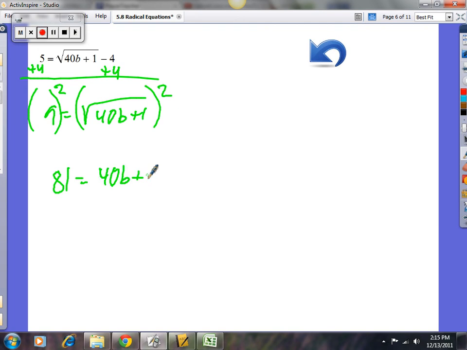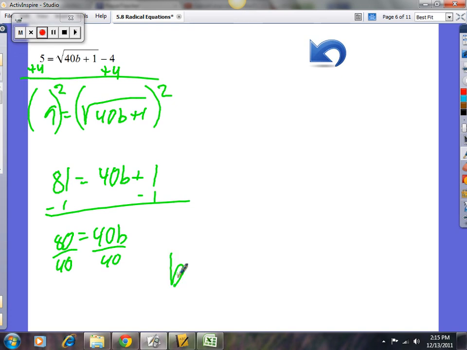From here on out, it has got to be ultra speed. This is fast. Do you get rid of the 80 or the 40 or the 1? Minus 1. 80 equals 40b. How do you get rid of the 40? Divide by 40. What's 80 divided by 40? Okay, hold on. B equals 2. Don't circle it because that may or may not be it.